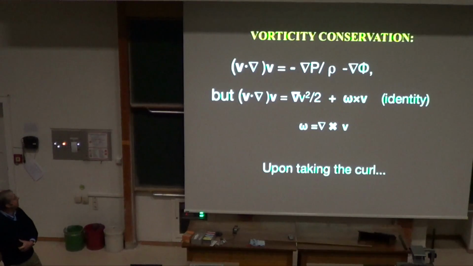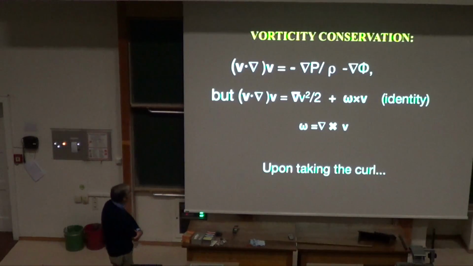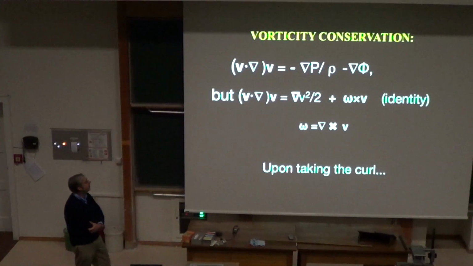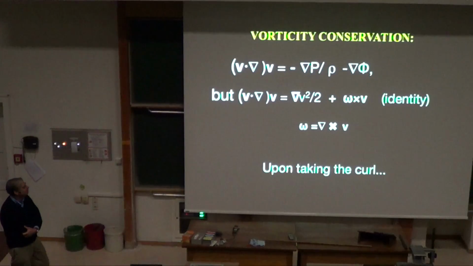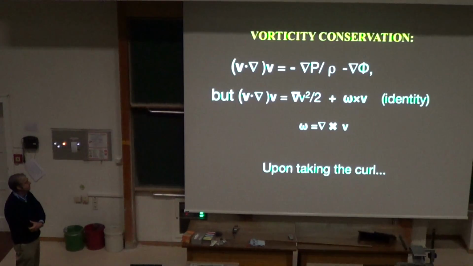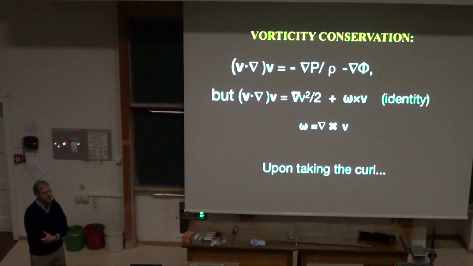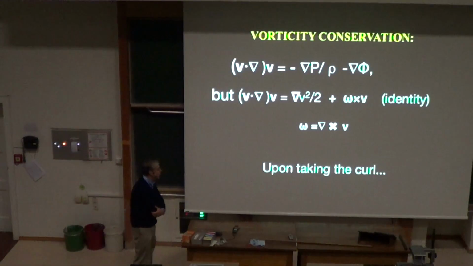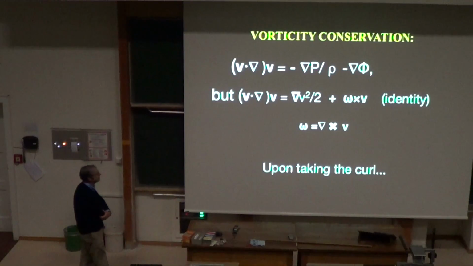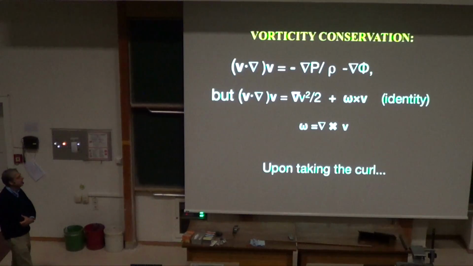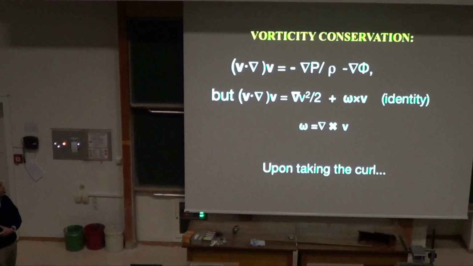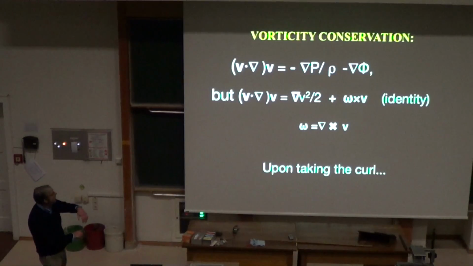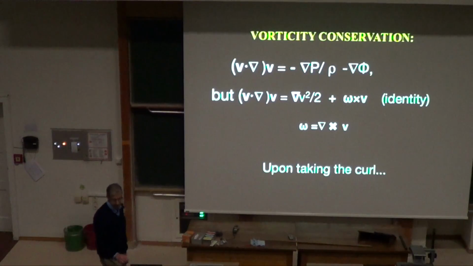But if I write down the equation of motion, so there's the v dot grad v term in the Euler equation, and set that equal to minus grad p over rho minus the gradient of phi. Phi, once again, is the gravitational potential. P is the pressure, and rho is the mass density. And then I rewrite this v dot grad v term using a vector identity as the gradient of v squared over 2 plus omega cross v, where omega is the curl of v, that's the vorticity. And then I take the curl of the whole thing.